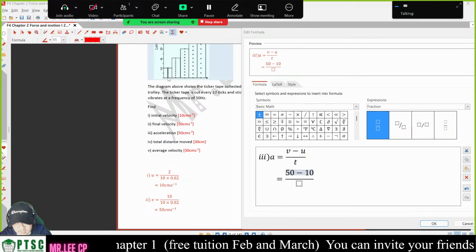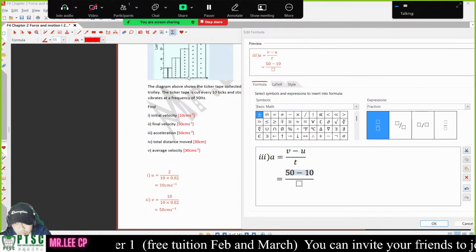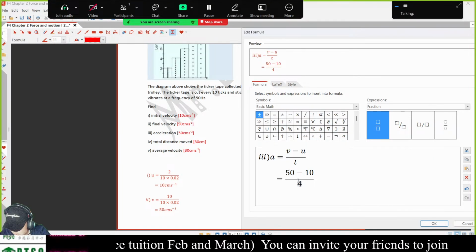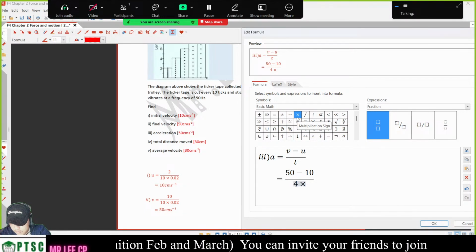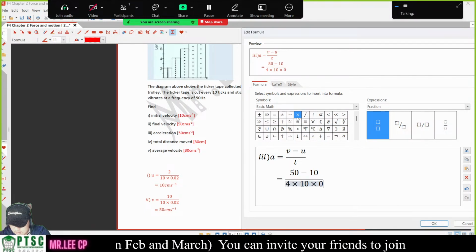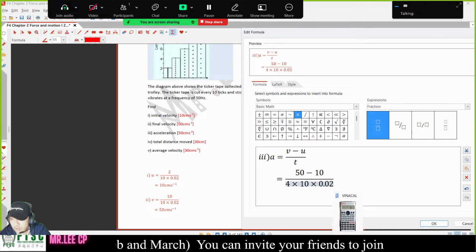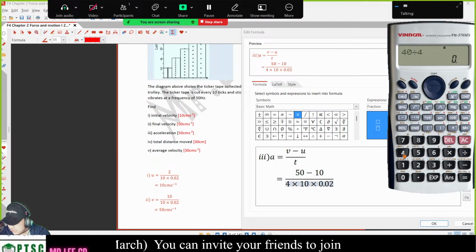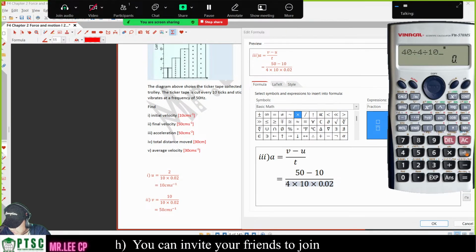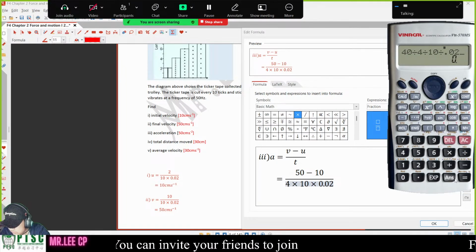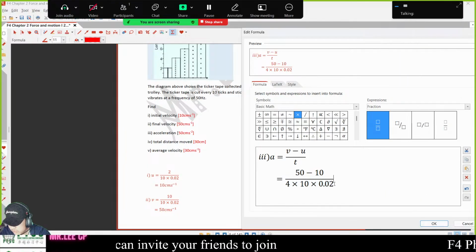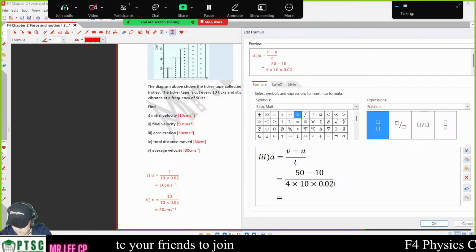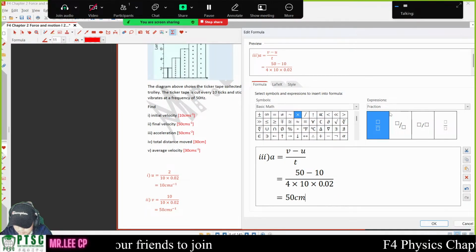is given in the group. So 1, 2, 3, 4, 5 groups. So 5 groups, you use 4 groups. Every group got 10 ticks. Okay, this is what we have. So 40 divided by 4 divided by 10 divided by 0.02, you will get 50. 50 cm s negative 2.